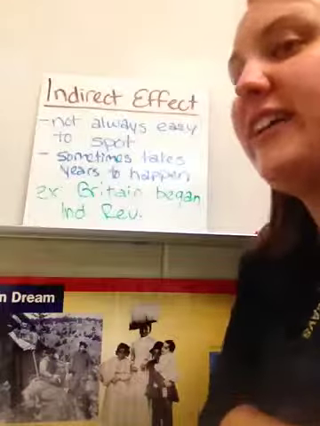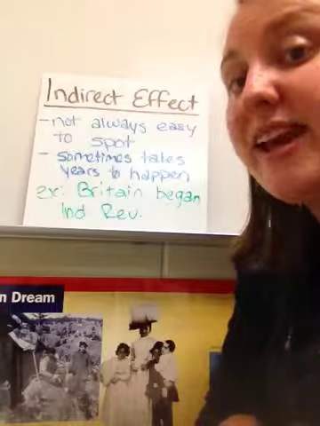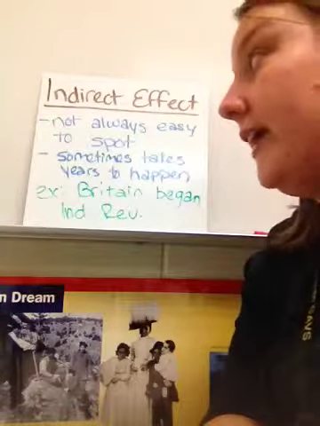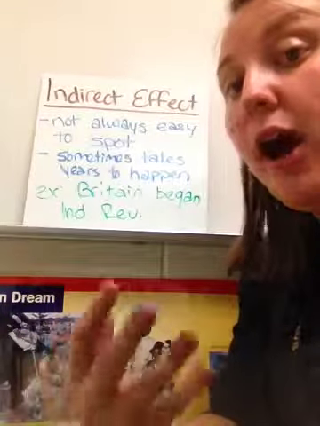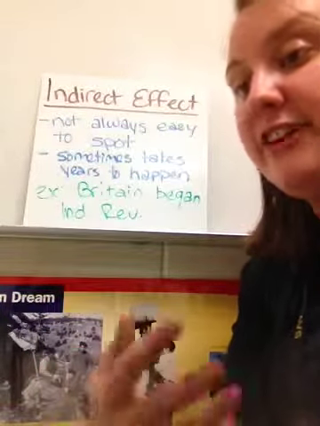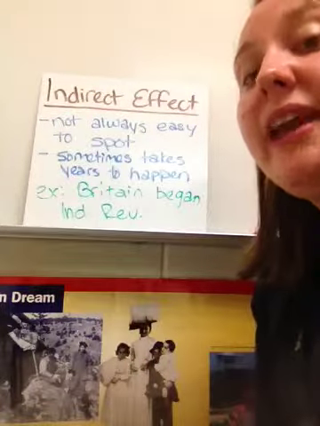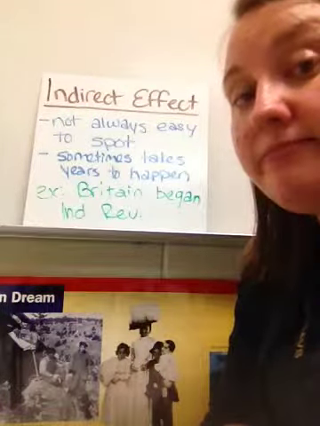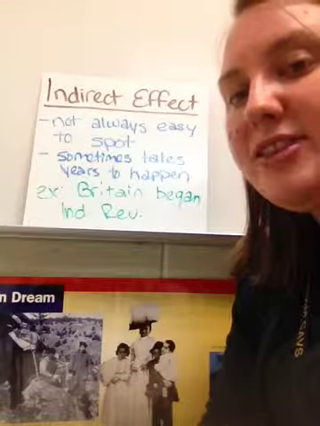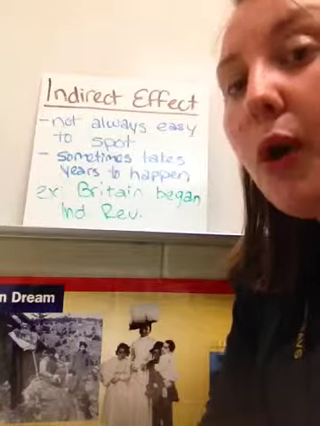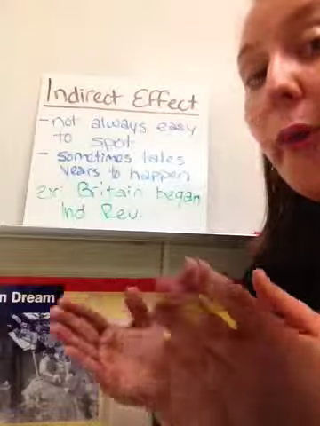Now, an indirect effect. Indirect effects aren't always the easiest to see. Sometimes they even take years to finally happen or finally be visible for people to say, oh, this is an indirect effect of this event. Well, take a look at our example. Britain began the Industrial Revolution. You're probably saying to yourself, Miss Barner, I have no idea how those two things come together. Well, that's why indirect effects are sometimes so hard to spot, because sometimes they don't have anything to do with one another.